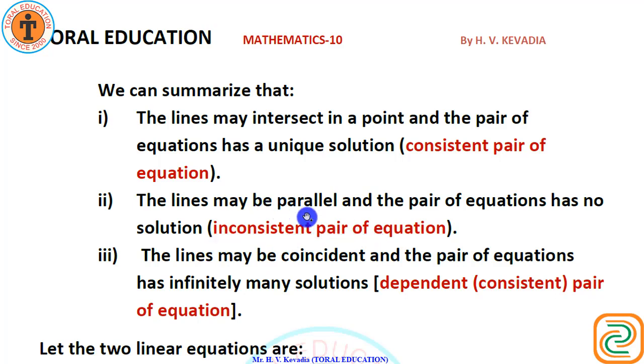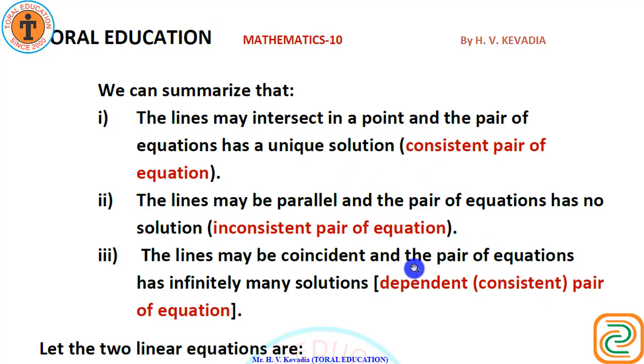If the lines are parallel, the lines may be coincident and the pair of equations has infinitely many solutions. If both the lines are the same, that is, a single line represents the two equations, then it is a coincident line and this has infinitely many solutions. It is also a dependent pair of equations, or we can say consistent. If unique solution, then consistent. If infinitely many solutions, then consistent.